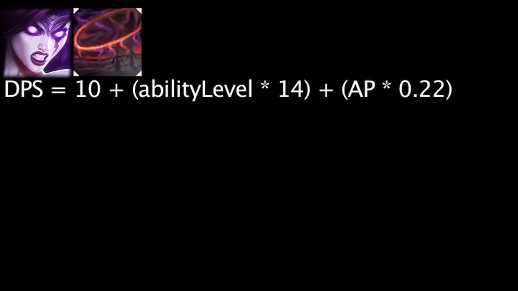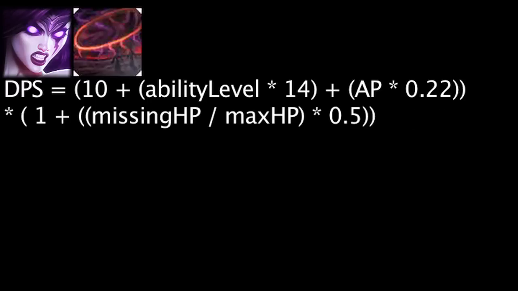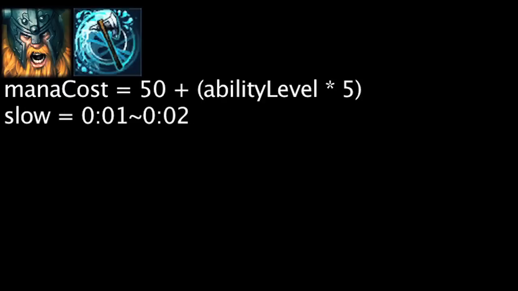It will no longer reduce a target's magic resistance, but the damage dealt will be increased by 0.5% for every 1% of the target's missing health. The minimum and maximum slow duration on Olaf's Undertow has been increased by 0.5 seconds. It will also now cost 60 mana.